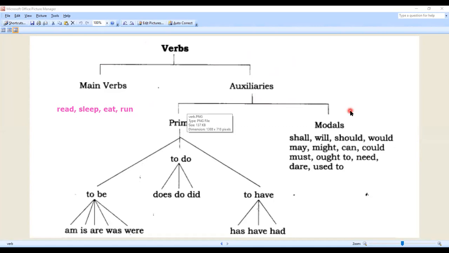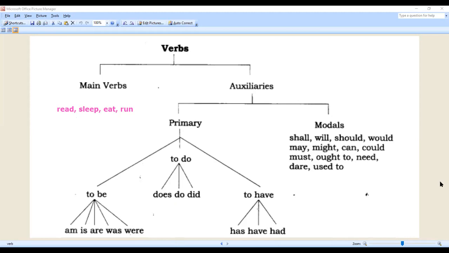Okay, the primary verbs are divided into three parts: to be verb, to do verb, and to have verb. In the to be verb we use is, are, am, was. Okay, in the to do verb we use do, does, or did. In the to have verb we use have, had. Okay, in modals we use shall, will, should, would, may, might, need to, used to.